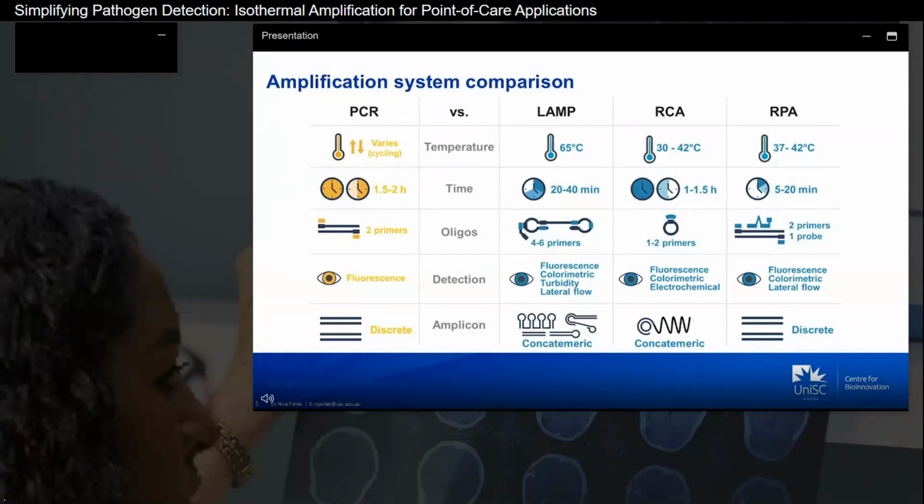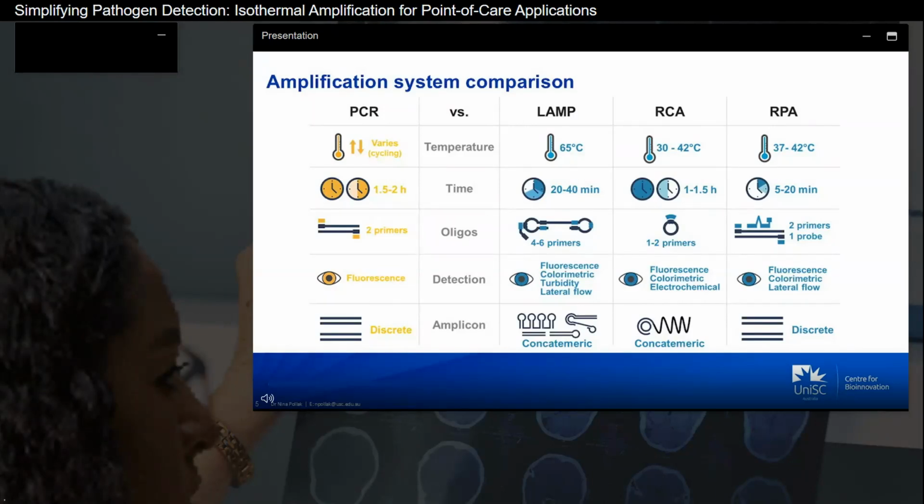PCR, the traditional gold standard, requires cycling through different temperatures, which extends the process to about 1.5 to 2 hours. It uses 2 primers and detects DNA through fluorescence, producing discrete amplicons, which means each amplified DNA sequence is separate and distinct from the others.